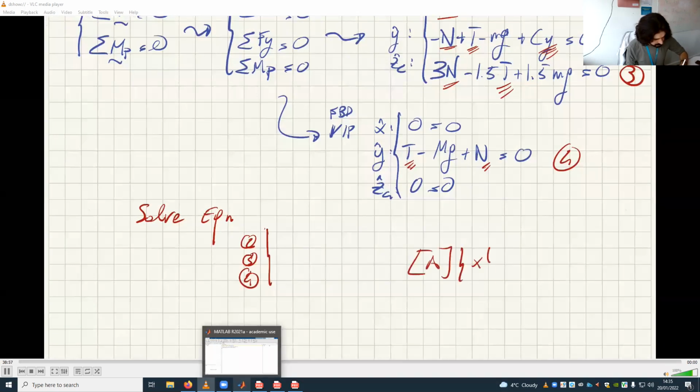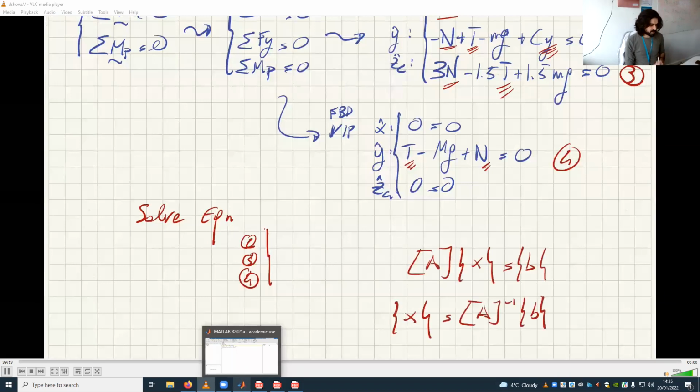A times X equals B. Do you know about this? So you can solve by X. X is equal to the inverse of A times B. You agree with me? So this is how you do it with MATLAB.